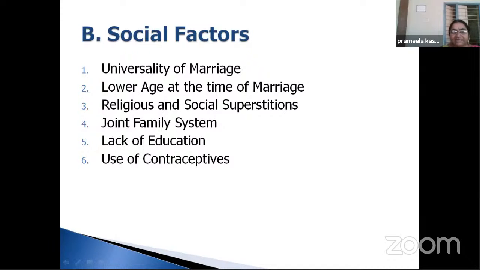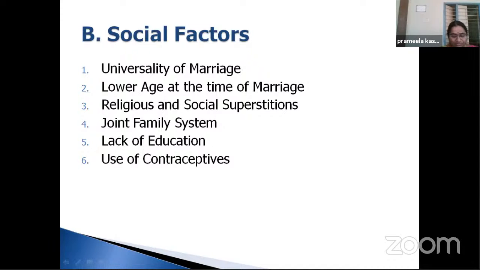So when they feel that it is a necessity, automatically the population increases in a rapid manner. So the universality of marriage concept in the case of Indians may increase the population in the economy. Next, the second one, lower age at the time of marriage.